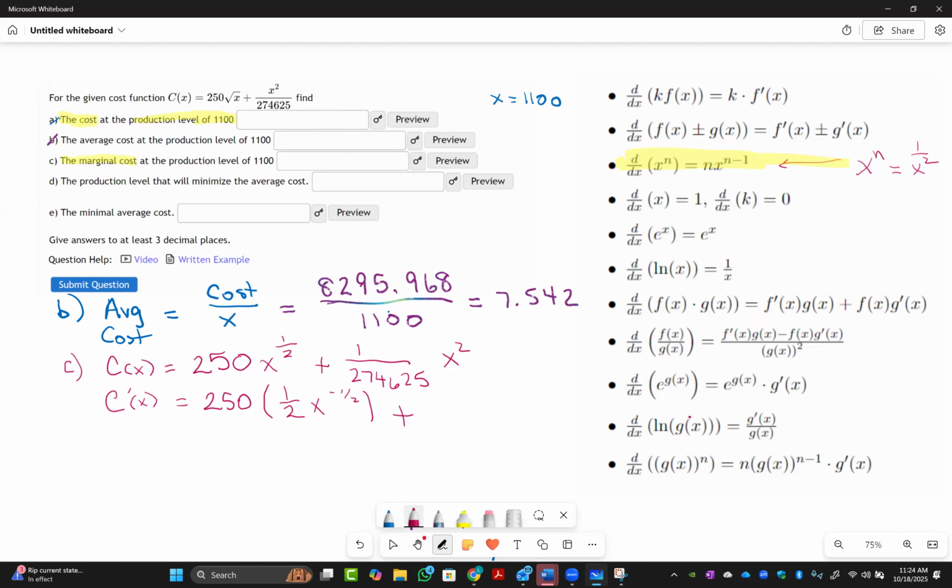Hold on, I'm writing it down. Take your time. I'm happy that you're doing it. Okay, so this would be 1 over, whatever that number is, 227,465, times 2x. That's it, 2x. Perfect. So you took the derivative, didn't you? Yes, I did. And now we're going to say at the production level of 1100.